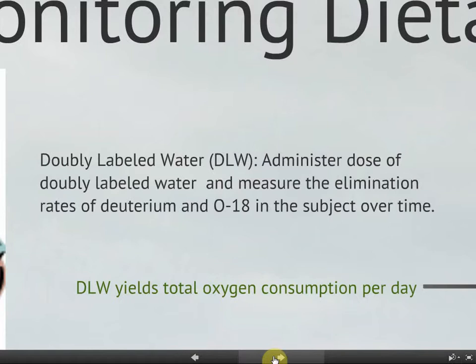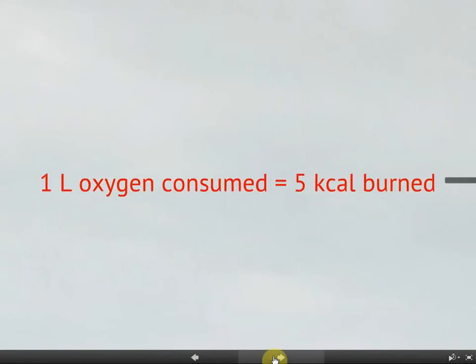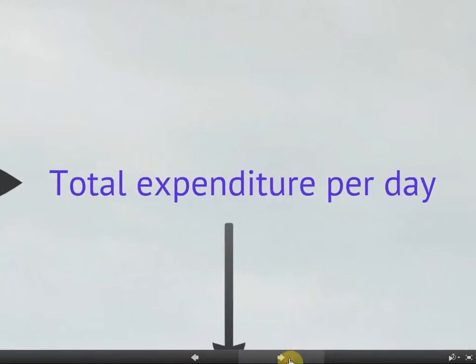What this gives us is the amount of carbon dioxide they've actually metabolized, but from that you can get the oxygen consumption per day. And oxygen consumption per day is related to calories burned. So 1 liter of oxygen consumed is equal to 5 calories burned. So from the urine, you can get oxygen consumption. From that, you can get how many calories they're burning, and then finally, that will give you how much energy they've expended per day.